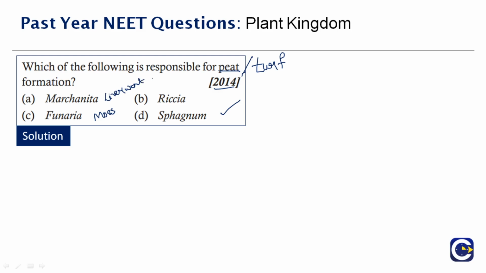And what is Riccia? It's again a liverwort. Okay, therefore the correct answer to this question is sphagnum, which is actually a peat.